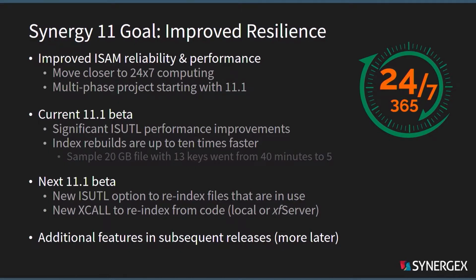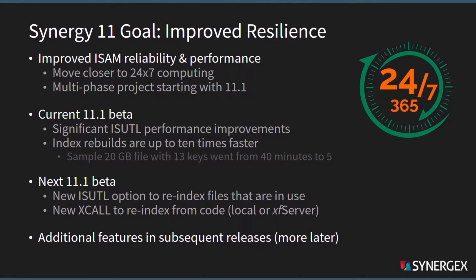Everything we're talking about in this regard is trying to find ways of moving closer to 24/7 computing, or 24/7 365 computing. This is a multi-phase project starting with 11.1, introducing some core functionality. In the current beta, part of this has been released. The bit that's in the current beta is we've now introduced significant ISUtil performance enhancements. And what that means is that you can rebuild file indexes approximately 10 times faster than in the previous versions. So re-indexing of ISAM files, either for corruption reasons or simply for performance tuning reasons, is significantly faster than it ever was. And that's going to be a cornerstone for building many more things as we come along.